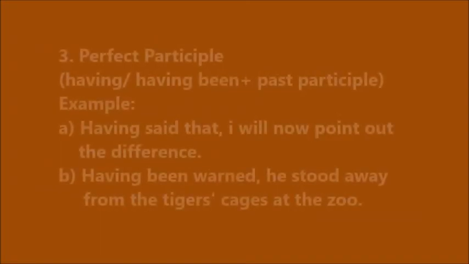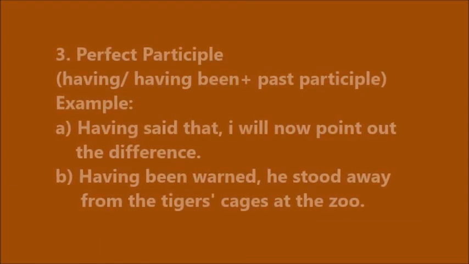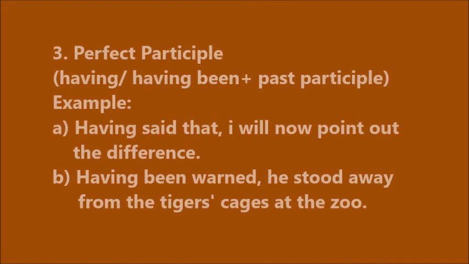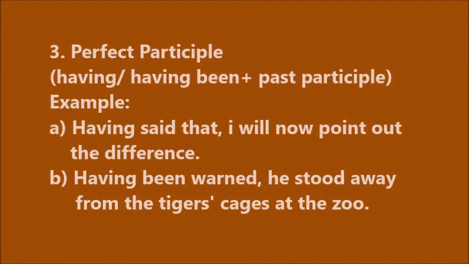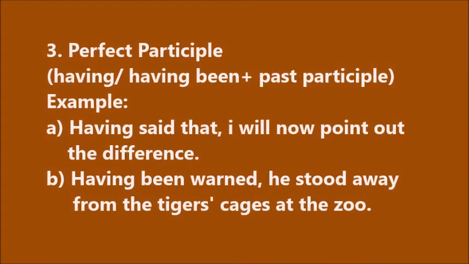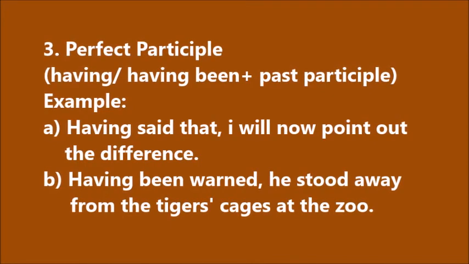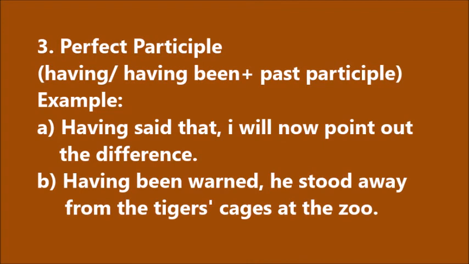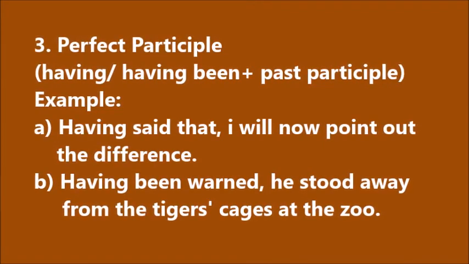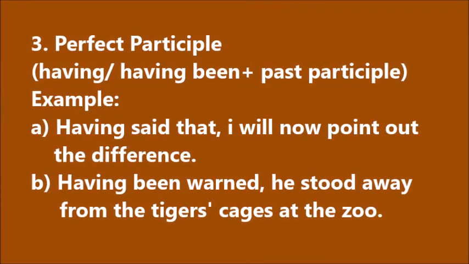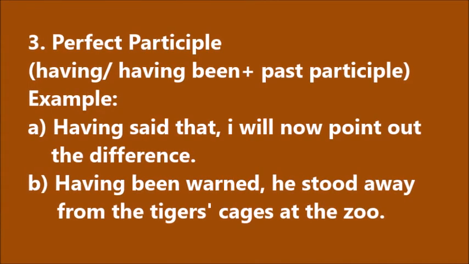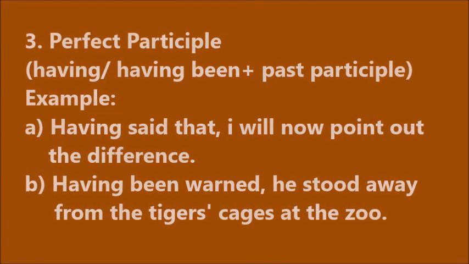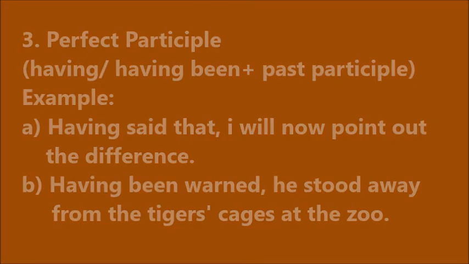Number 3. Perfect participle. It carries having or having been plus past participle. For example, having said that, I will now point out the difference. Having been warned, he stood away from the tiger's cage in the zoo.